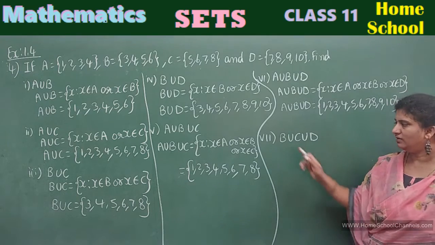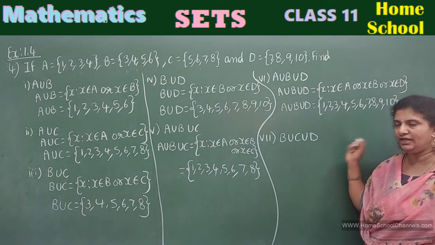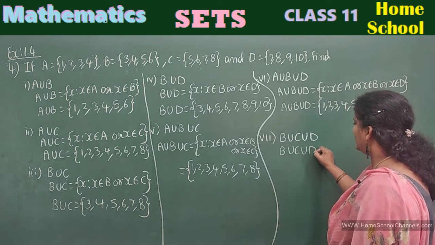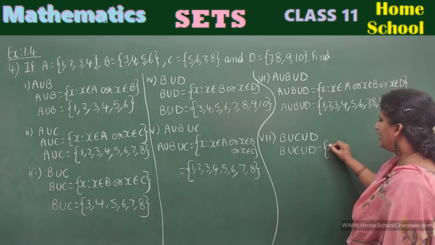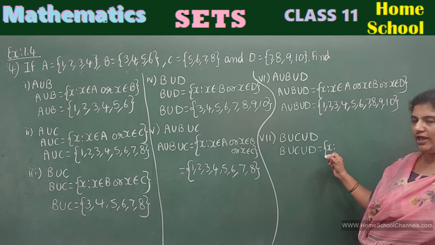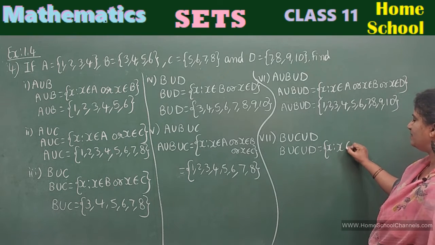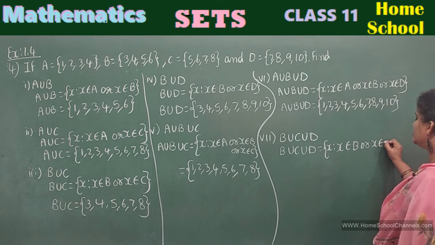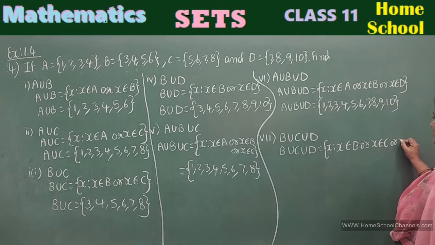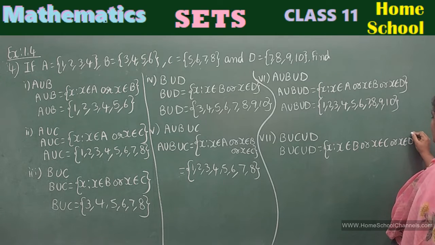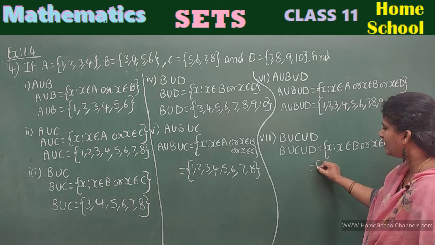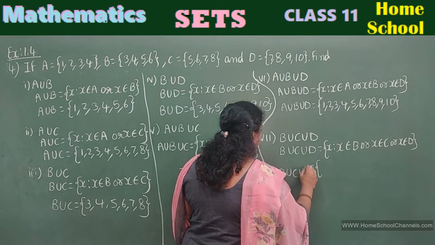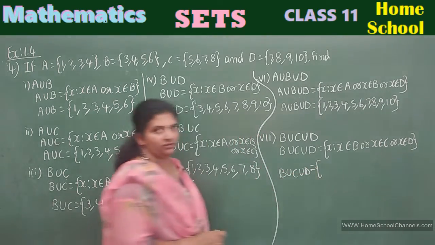Coming to the last one, B union C union D. B union C union D is equal to the set of all x such that x belongs to B, or x belongs to C, or x belongs to D. Now write the elements in the answer. B union C union D.